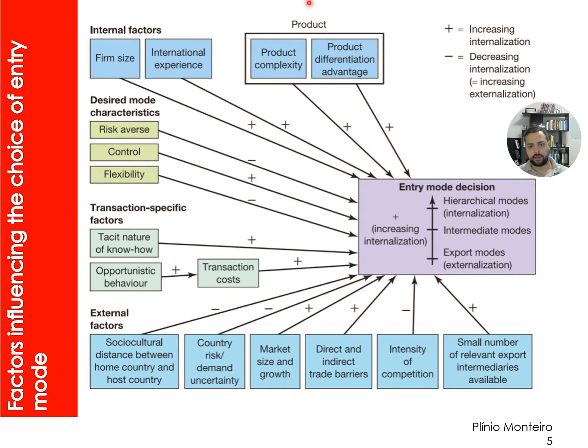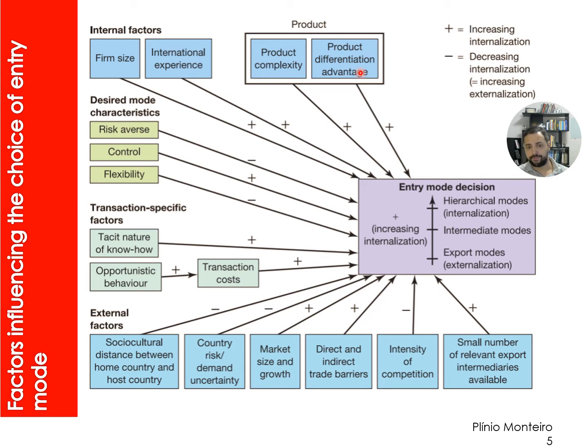Let's start with the product. If you have a lot of product differentiation advantage, so if you have some secrets, a lot of patents, some special technologies, or some way of running your business model, and these are sources of competitive advantage, probably you're going to keep that with you. You're not going to give away these secrets to other people. And because of that, and also because you have a more differentiated product, you're going to choose more internalized entry modes, like the hierarchical entry modes.